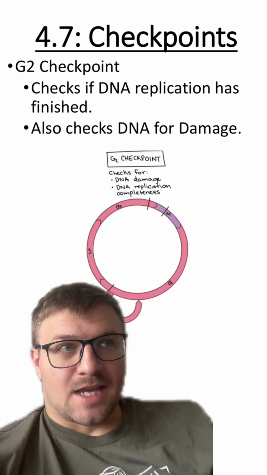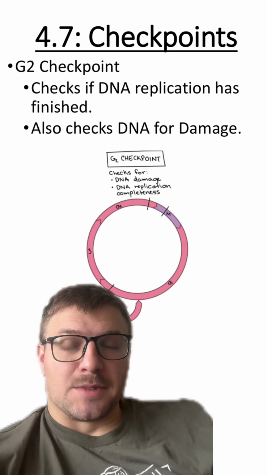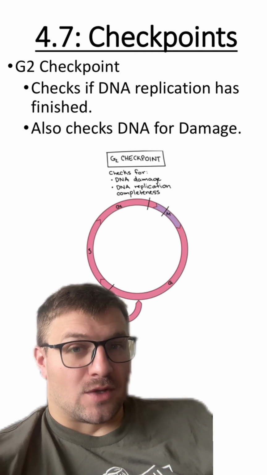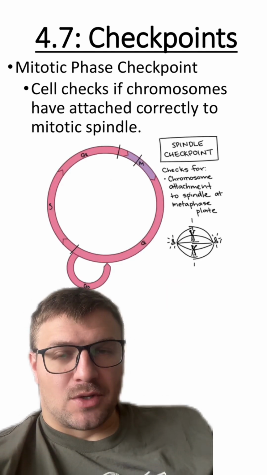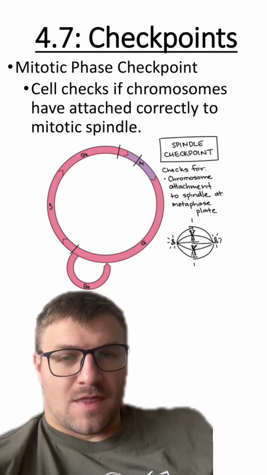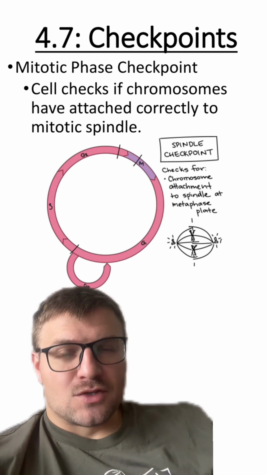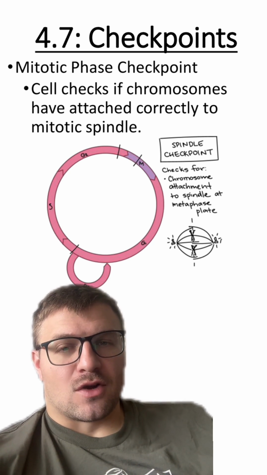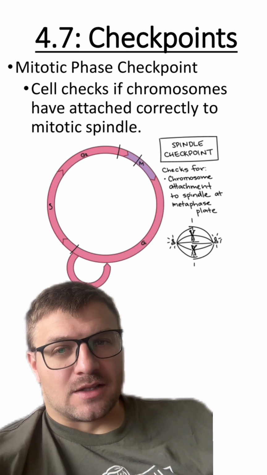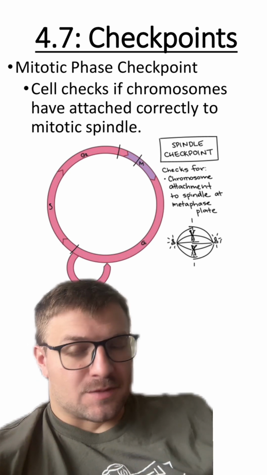If there's DNA damage, that could cause the cell to become cancerous, and the cell doesn't want that to happen. Our last checkpoint is going to be the mitotic checkpoint. This is the only checkpoint that occurs during the M phase. This is where the cell is going to check to make sure that the chromosomes have attached correctly to the mitotic spindle or the spindle fibers.